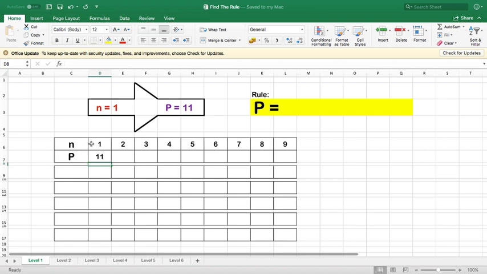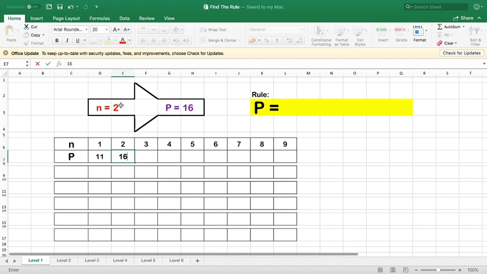So in this table I've got n and p. I've just randomly named them with those letters, no particular meaning behind that. And I've made a little function machine where you put the n number in and it gives you the p number out. And we're going to try and figure out a rule. So when n equals 1, p equals 11. Let's see what happens when n equals 2. So 2, enter. And then when n equals 2, p equals 16.